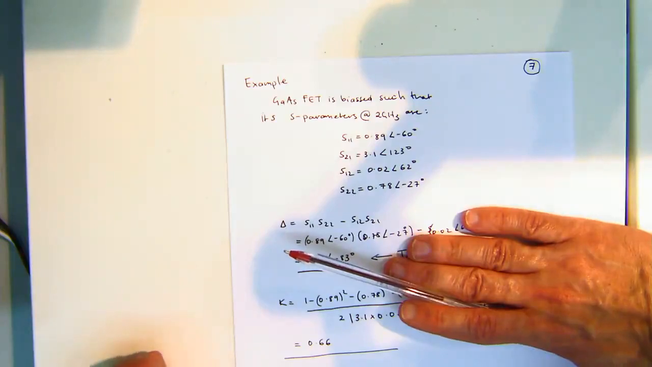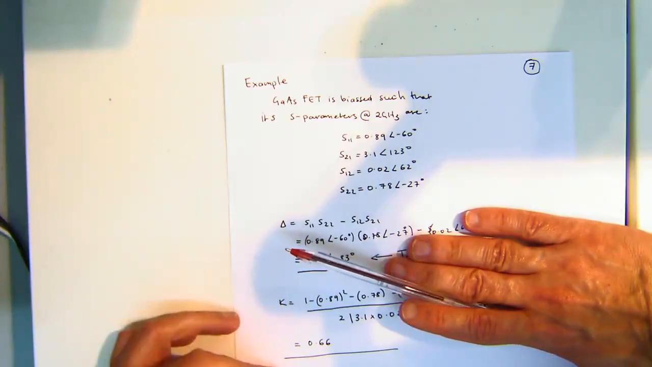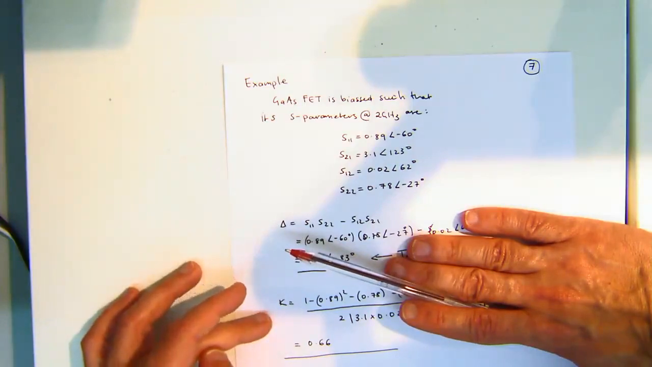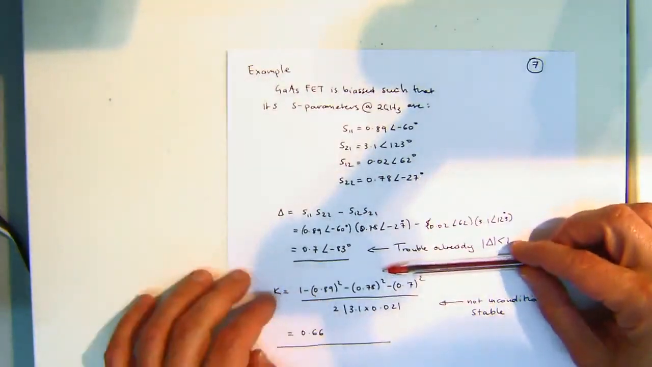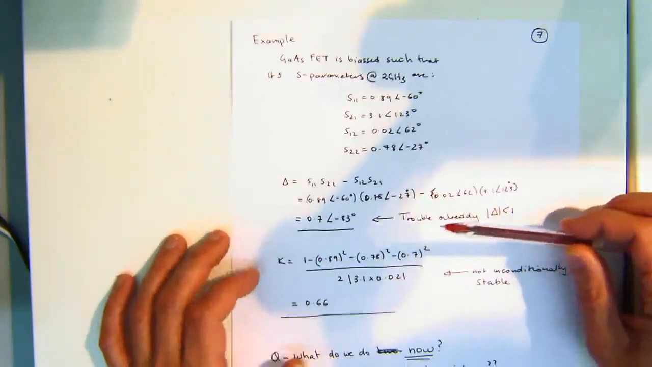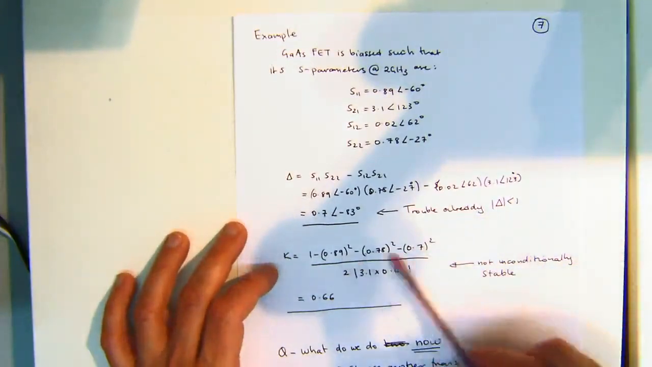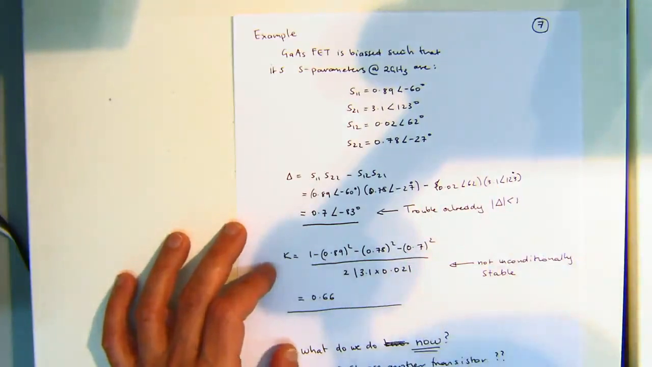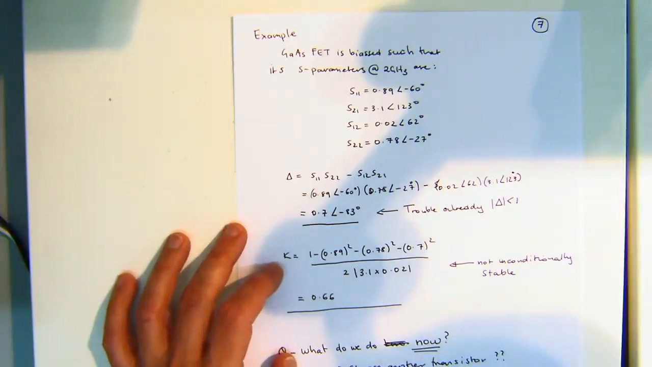So what do we know? I don't even have to work out the K. We've said that unless delta and K are greater than 1, the system's conditionally stable. So trouble already, it's less than 1. It means that it's conditionally stable. And likewise, if I work out K, I've got both delta less than 1, K less than 1. So we know for a fact that the system's not unconditionally stable.